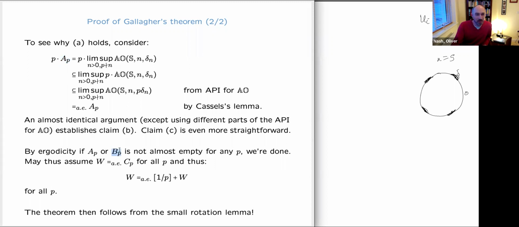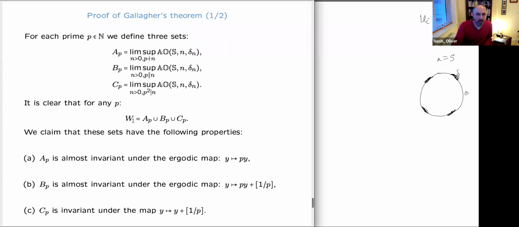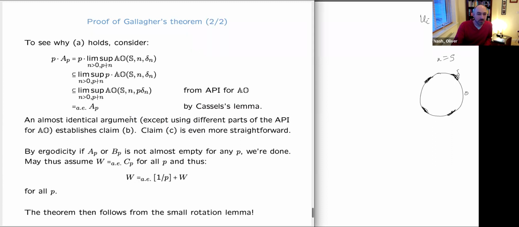Same goes for the set B. You might as well assume that's almost empty because again, it's a subset of W, and if B is not almost empty, it has to be almost full because it's invariant under an ergodic map. So you might as well assume both A and B are almost empty for all primes. Well, that means this is almost empty, this is almost empty. So W is almost equal to CP. And we only care about W up to sets of measure 0. So, yeah, so we have this.